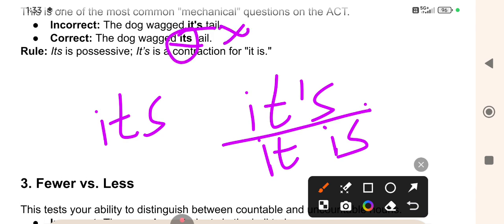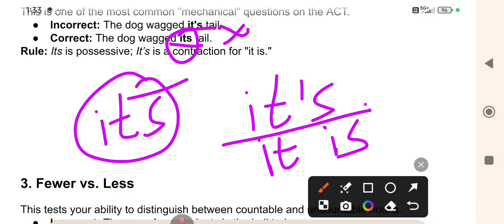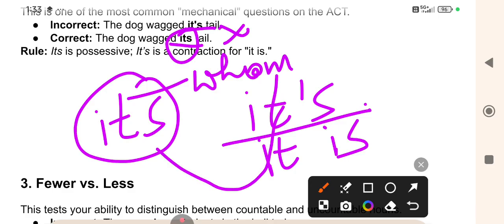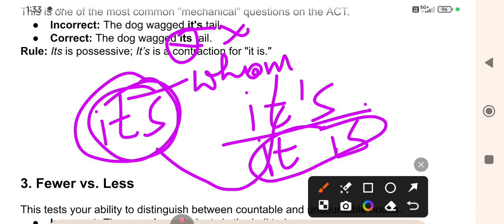This its is correct. This its means belongingness. Whose tail? This is the answer of whose. And this it's, though both the sounds are the same, is the short form of it is. So that is something else, and this its is belongingness, right? The dog wagged its tail. Who wags its tail? The dog. So then you will get the answer, this is right, a possessive.